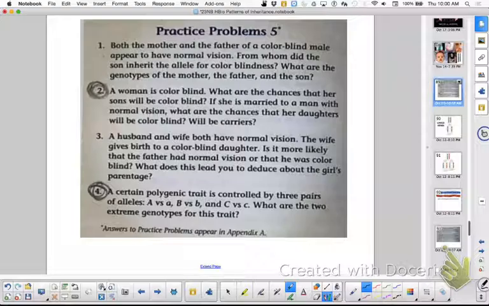Okay, on your notes, go to polygenic inheritance. Define when one trait is governed by 2 or more sets of alleles. Two or more sets of alleles.